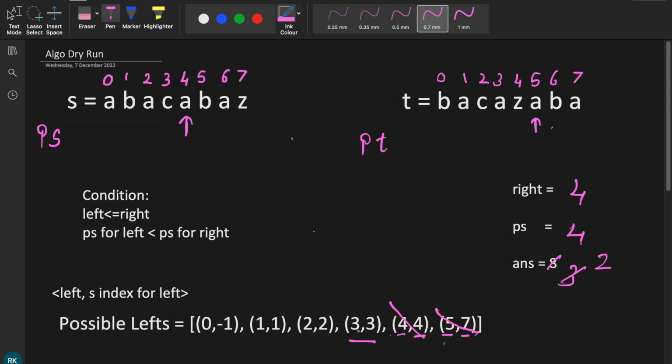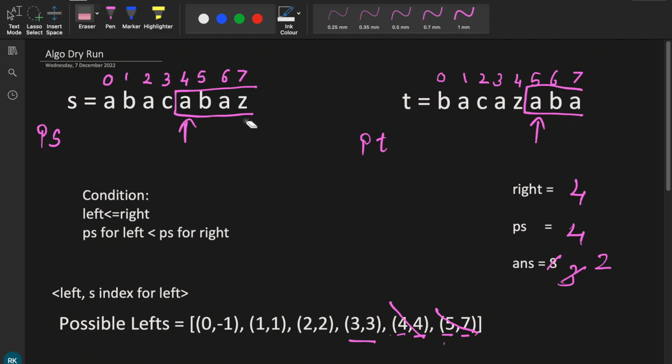Again this condition is satisfied as 3 is less than 4. So the cost for left as 3 and right as 4 will be 4 minus 3 plus 1. It is same as 2, so we don't update our answer. So what this PT pointer and PS pointer represent is that ABA, that is towards the right of PT pointer, is a subsequence of ABAZ. So that's the meaning of decrementing the pointers which we are doing. We are forming the right part of the T as a subsequence of this right part of string S.